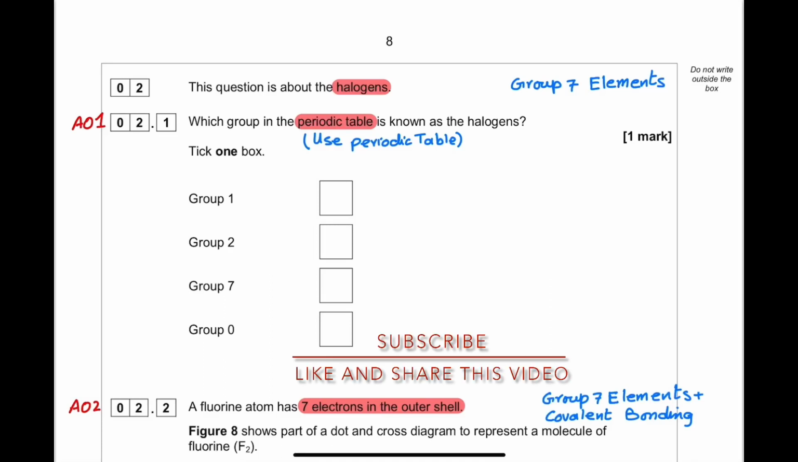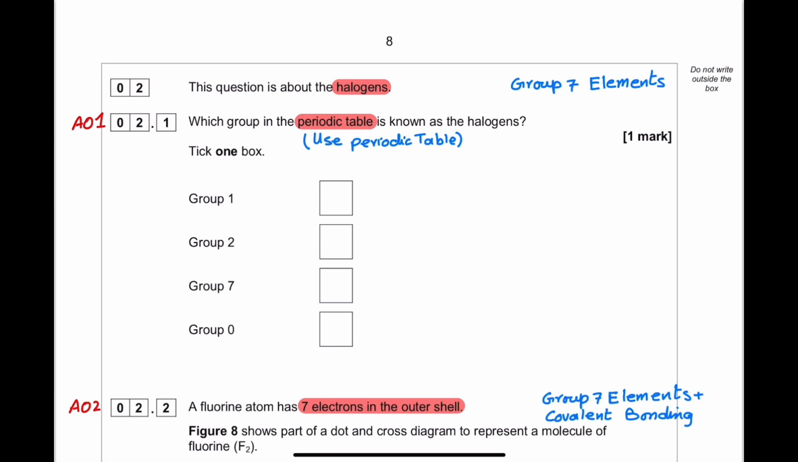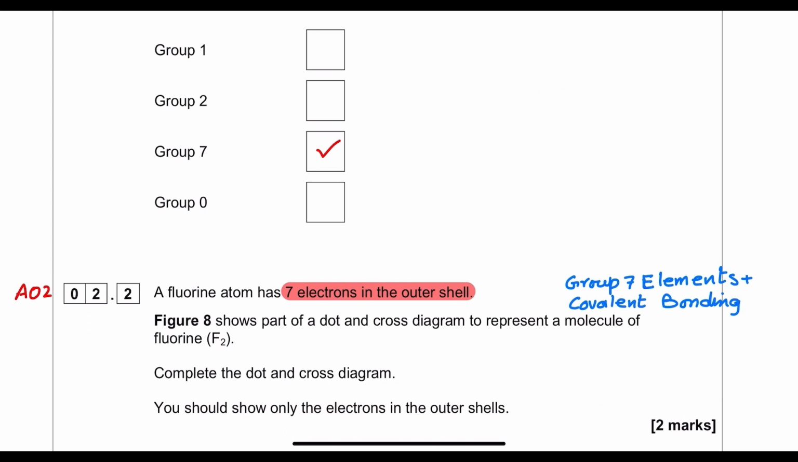Question number 2. This question is about the halogens, which belong to group number 7. Question number 2.1. AO1 question. Which group in the periodic table is known as halogens? If we use a periodic table, the group number 7 elements are called halogens.